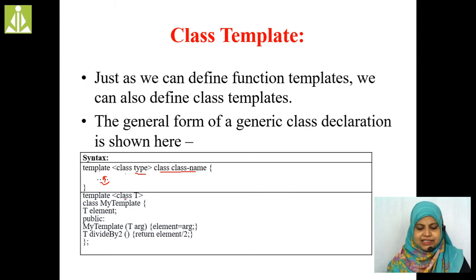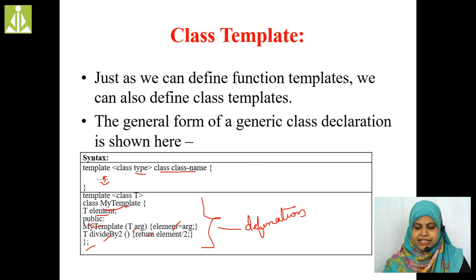See here, template class T, class my template. Here my class name is my template. T element, public, my template, T argument. Here we are going to pass the argument list. T divided by 2, return elements, all those things are there. Here I am defining the class. This is the definition of the class.